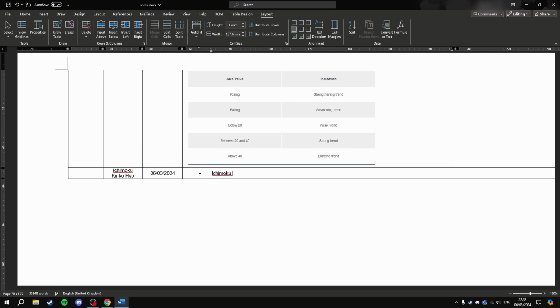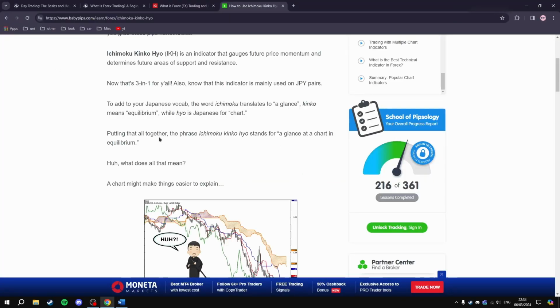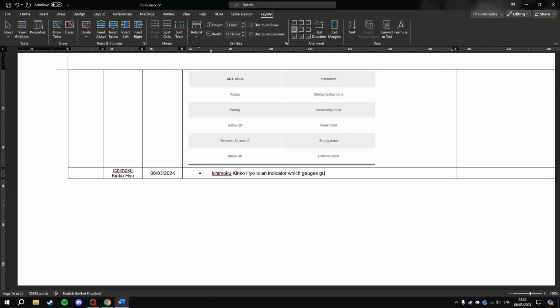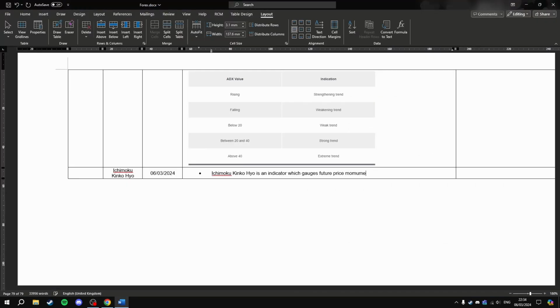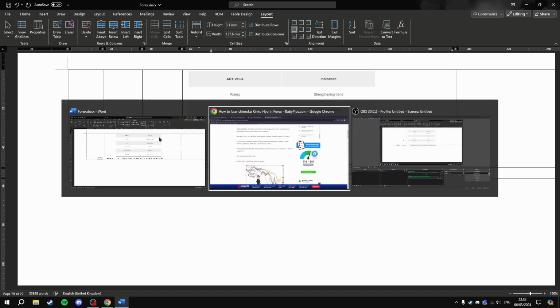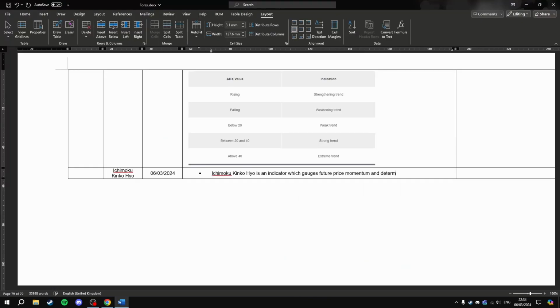Ichimoku Kinko Hyo is an indicator which gauges future price momentum and determines future areas of support and resistance.